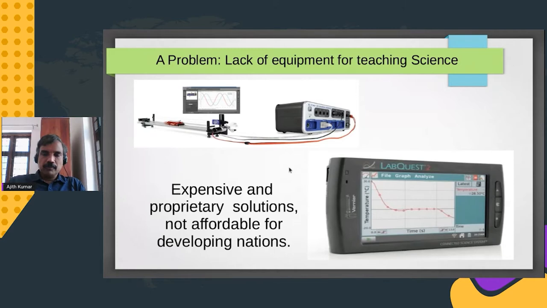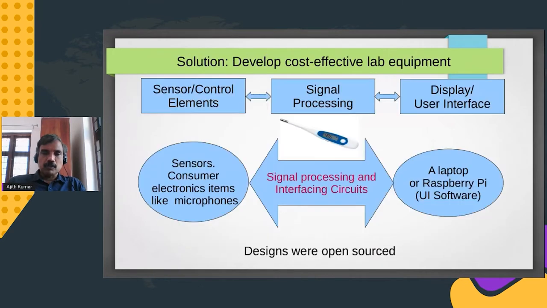So using our expertise in developing control systems and other things, we thought, why not get into developing some cost effective lab equipment. The concept was very simple. Even a thermometer is also a test equipment. It has three components. The tip is the sensor, and then you have the display and user interface, meaning a small button to select, say, Fahrenheit or Celsius display. In between you have signal processing, that means some electronics.